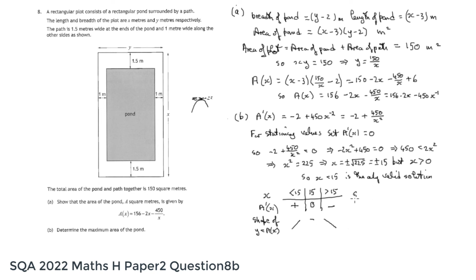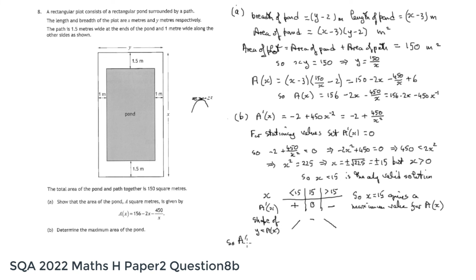So this is evidence that x equals 15 gives a maximum value for a of x. And what is that value? Well, let's try and find it.